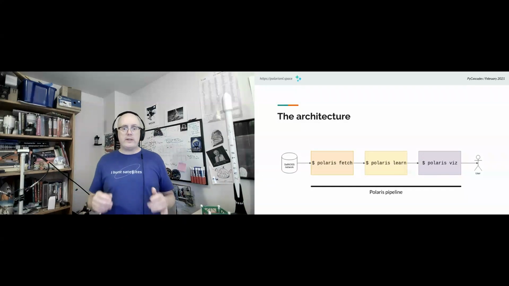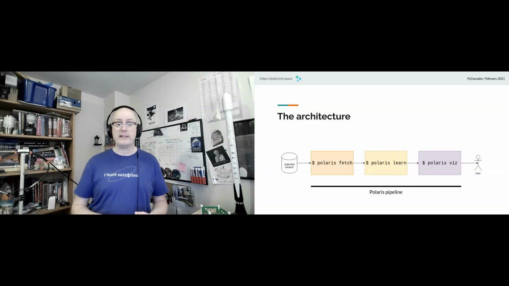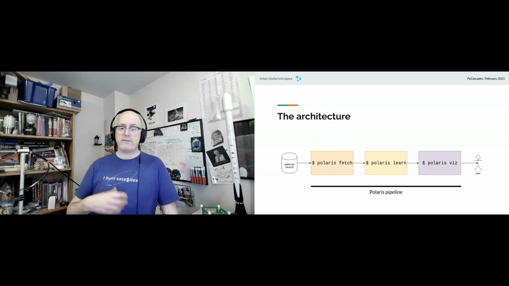Polaris, at its heart, is a command line application, and a fairly straightforward one at that, even if it does some interesting things. We use the click library, and if you haven't looked at it before, I highly recommend it for all your command line needs. We have 3 subcommands: fetch, learn, and viz.